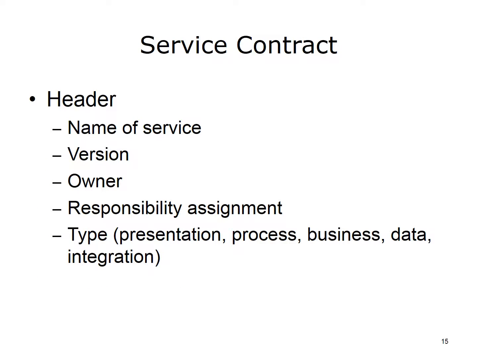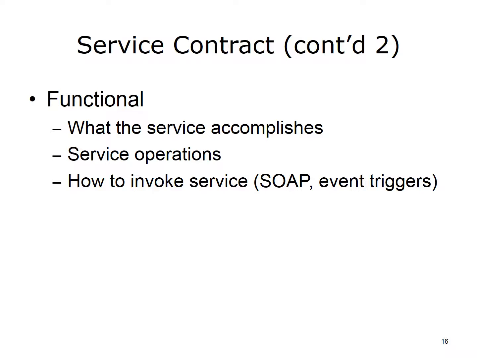Slide 15. The service contract includes the name of service, version, owner, responsibility assignment, and type. That is, presentation, process, business, data, integration. It defines the product you are building. Slide 16. It includes what the service accomplishes, service operations, and how to invoke the service, that is, SOAP, event triggers. An example of an event trigger would be if you give the system a patient's weight and height. The system would give you the Body Mass Index, or BMI.